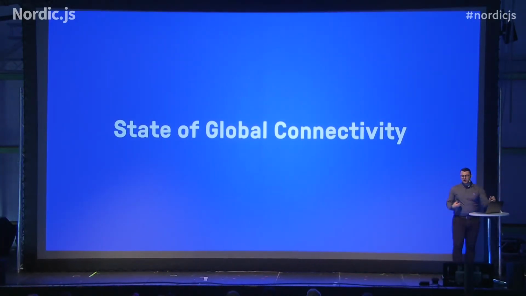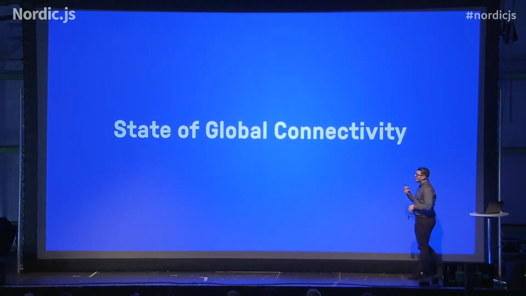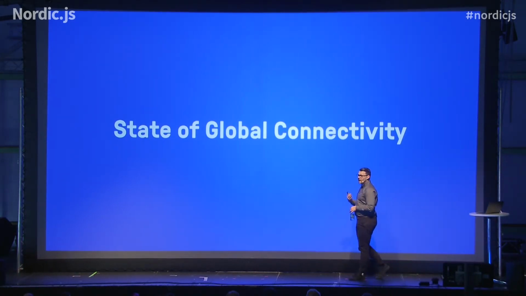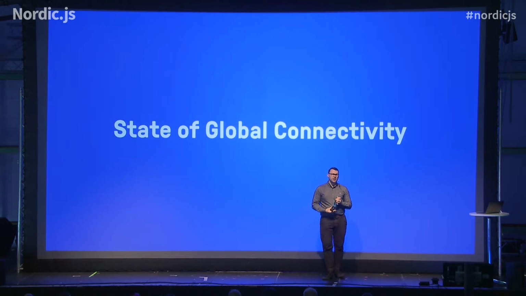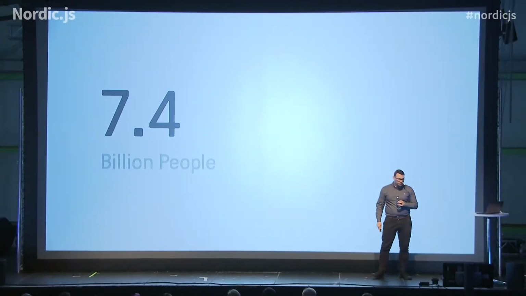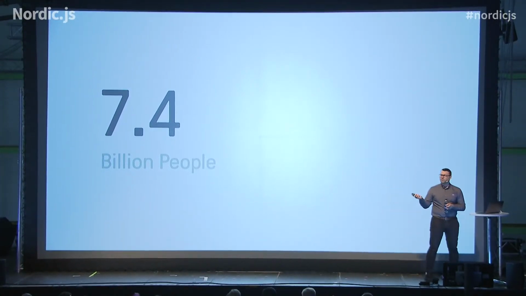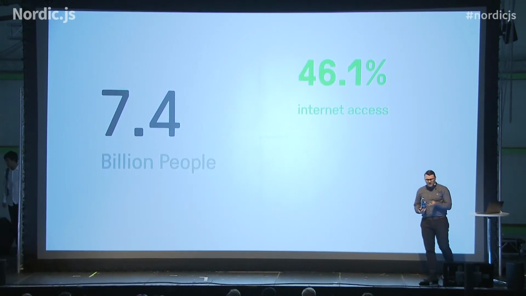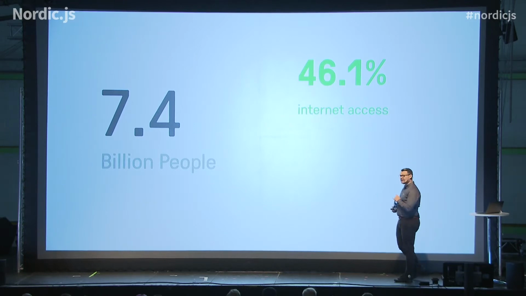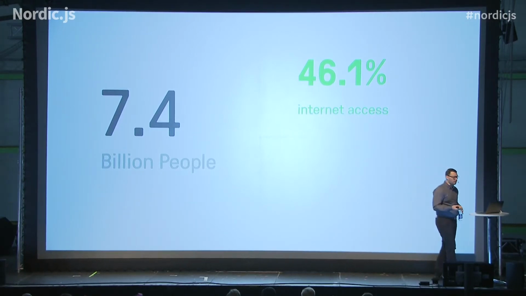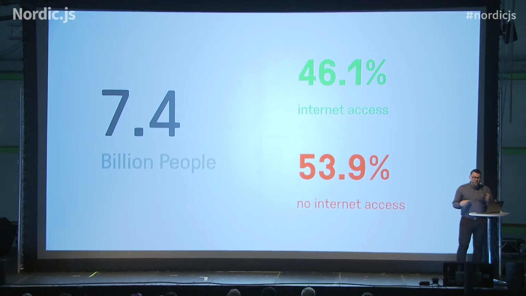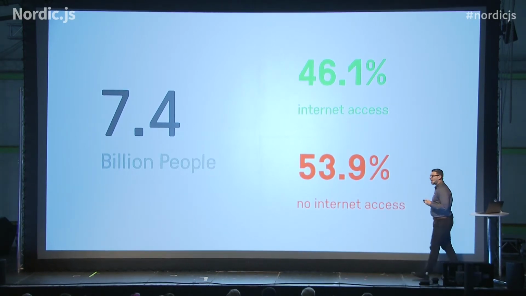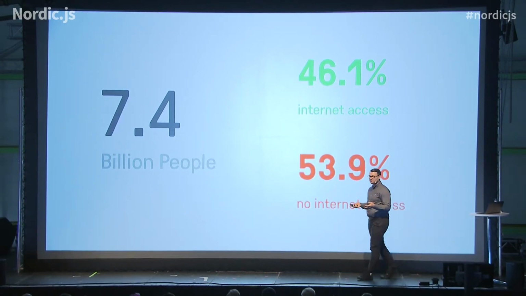So today, I'm going to take you through the state of global connectivity, and we're going to look at how people actually access the internet. I've noticed here there's super fast internet, and it's widely available, but that's not true of everybody. On the planet today, there are 7.4 billion people. But of those, less than half of us have access to the internet at all. Which means 53% of us, almost 54, have nothing. No connectivity. Not a phone, nothing.